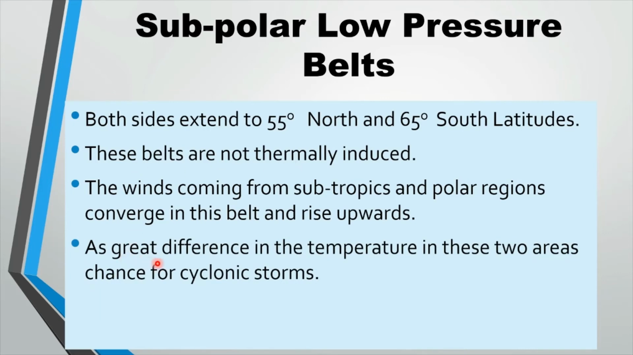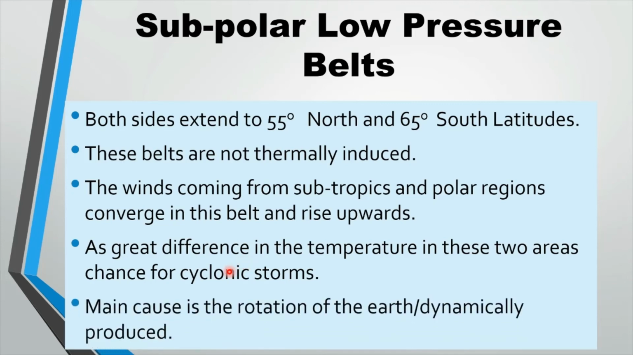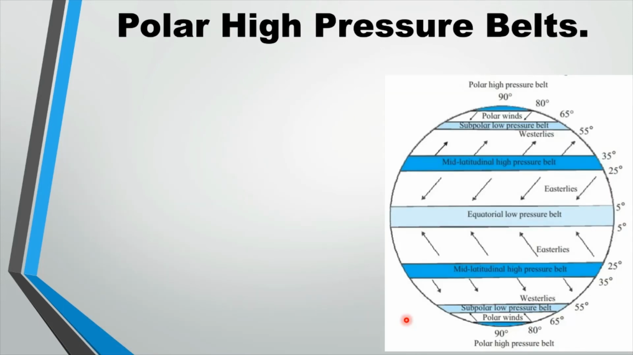So as there is a great difference in the temperature in these two areas, there is a chance for cyclonic storm. This is a question: why is there a cyclonic storm in the subpolar low pressure belt? Because of the convergence. Okay, so a one word answer can be asked. So I told you the main cause, it is not thermally induced, but the main cause is the rotation of the earth, that means dynamically produced. This belt is dynamically produced because of the rotation of the earth, yeah, Coriolis effect. I think you are clear.